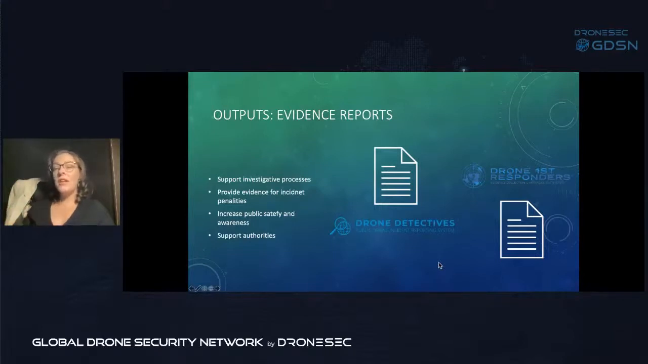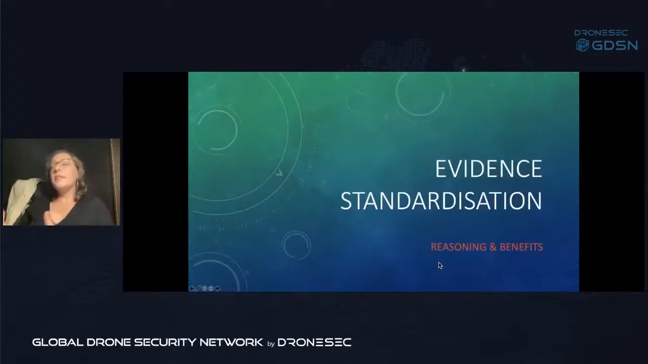So there's a lot of evidence to collect, to store. And the thing is that there's so many different ways to collect it, and so many different ways people do collect it now, which leads me to my next point. And it's a very big passion of mine, let's just say, standardizing how evidence is collected during a drone incident. And this is definitely for the benefit of all. So I sort of go through some reasoning and the benefits that I find in this section.